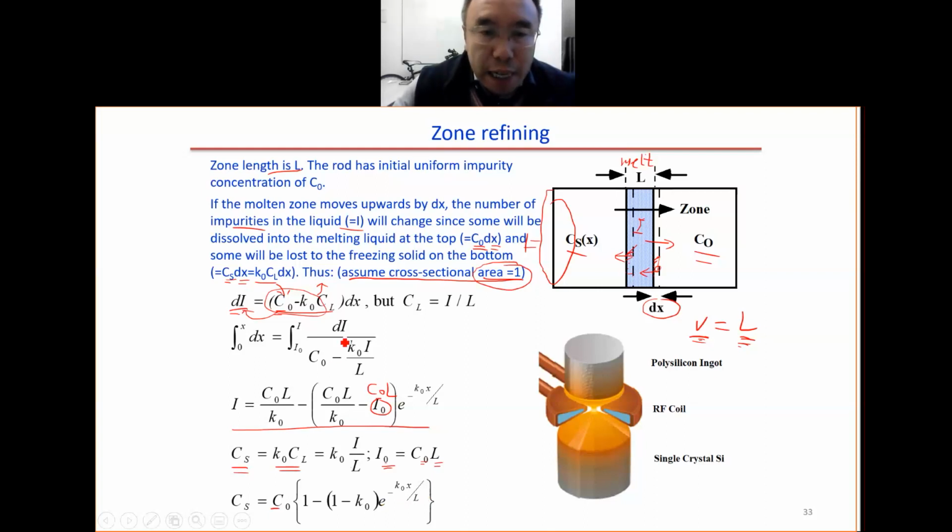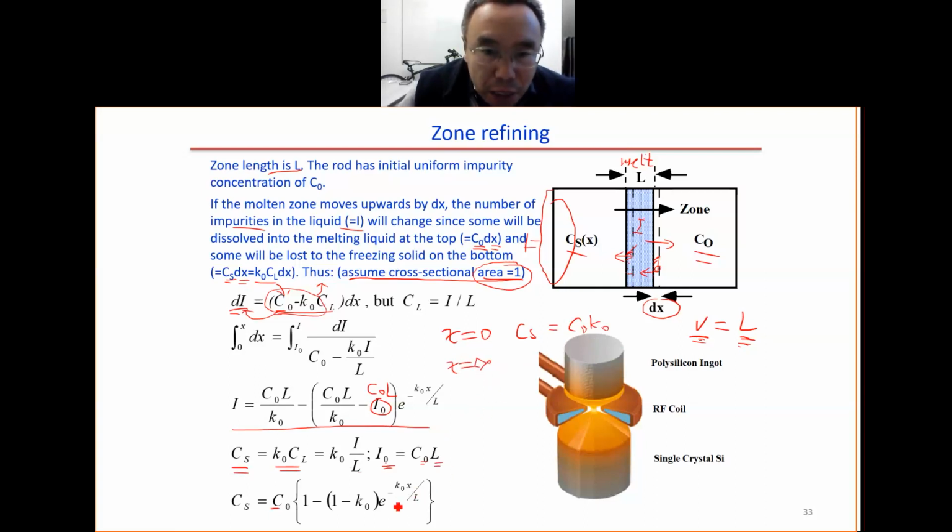Here we can see that at x equal to 0, how much is Cs? This term is 1, this term is 1, so it is equal to C0 K0. So Cs equals C0 K0 at the beginning. This makes sense. Then x equal to infinity.